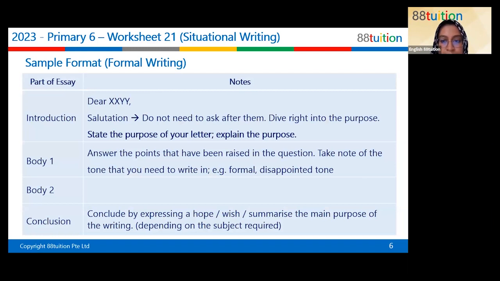Answer the points that have been raised in the question. Take note of the tone. Body paragraph 1, body paragraph 2, and then conclusion. Sometimes we reiterate the purpose in the conclusion. So this is an example of formal writing.